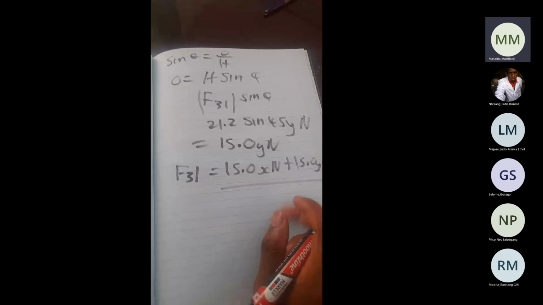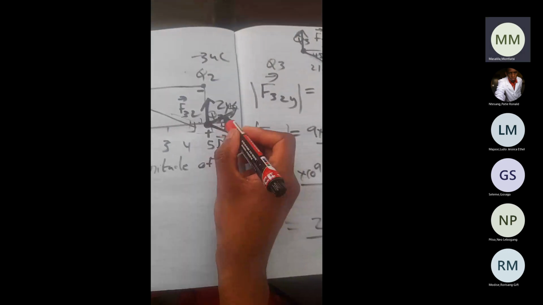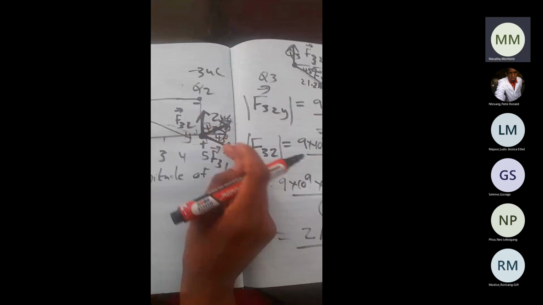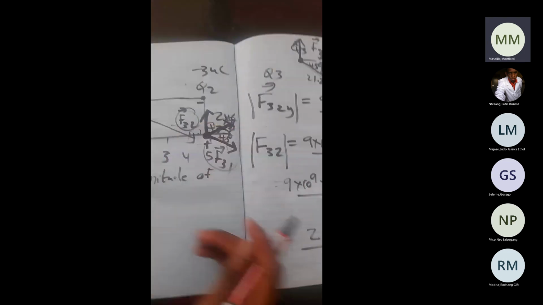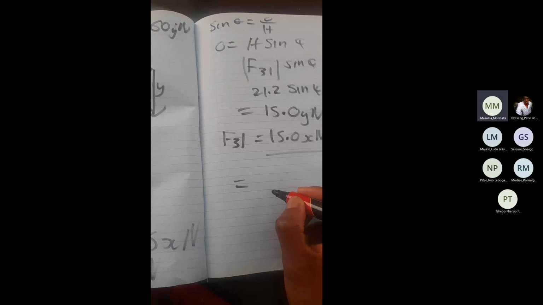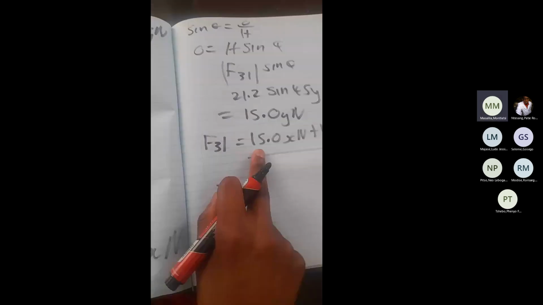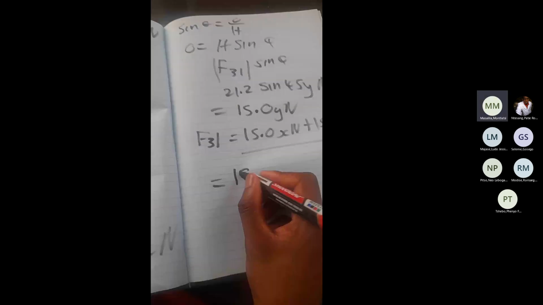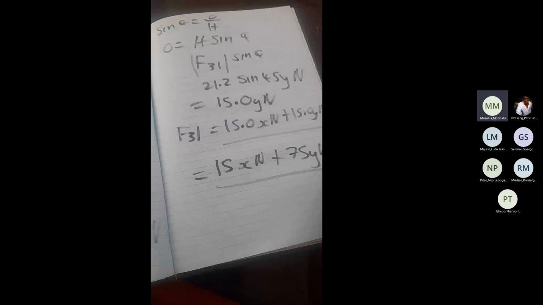What are we going to do? We are going to add the x's of this one and this one. For adding vectors, we add what? We have a new vector now. That new vector is 15 plus 0, 15 x Newton, plus 15 plus 60, 75 y Newton.